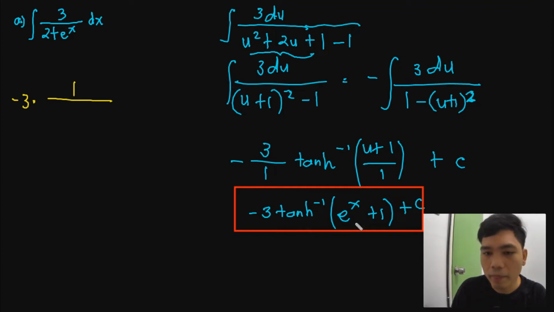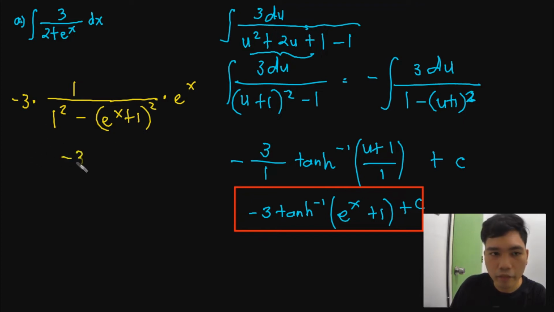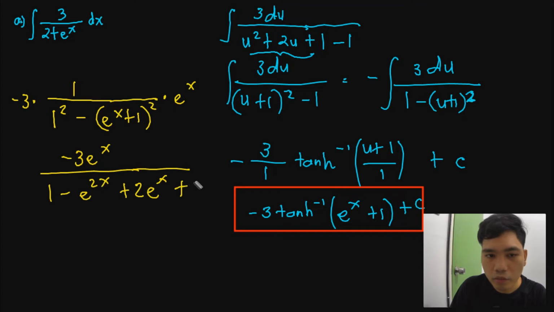constant muna natin, so in this case, di ba para siyang over 1? So, that becomes 1 squared minus (e to the x plus 1) squared. And then you have to differentiate yung ating inner function, that is e to the x. Okay, so this is the derivative of this expression, and then I'll try to simplify this. So we have negative 3 e to the x divided by 1 minus e to the 2x plus 2 e to the x and then plus 1, which ito yung minus 1. Itong expression to is nakasubtract siya sa buong whole expression.